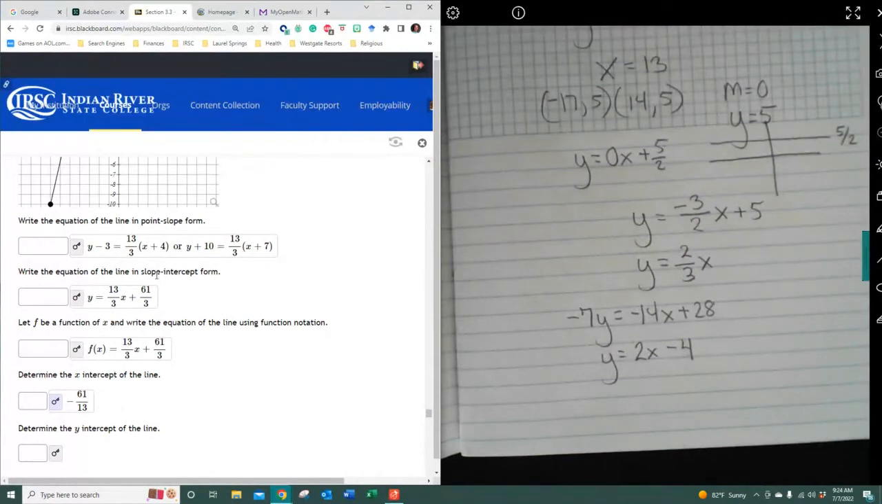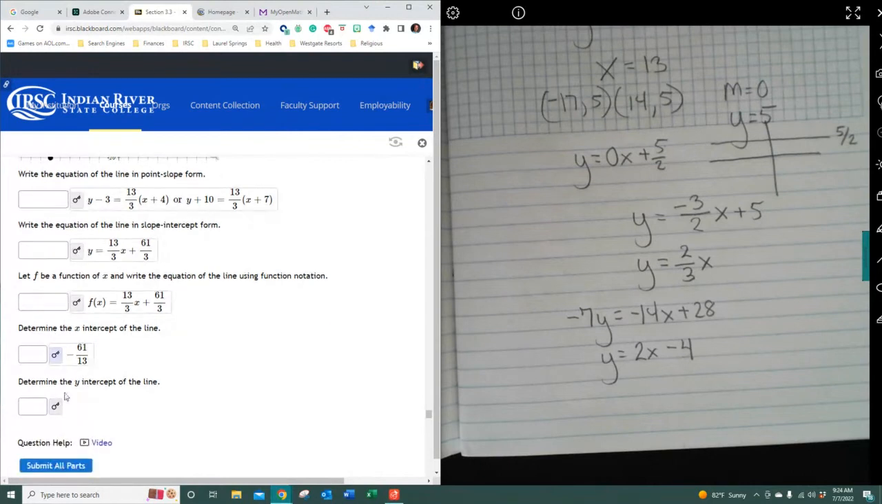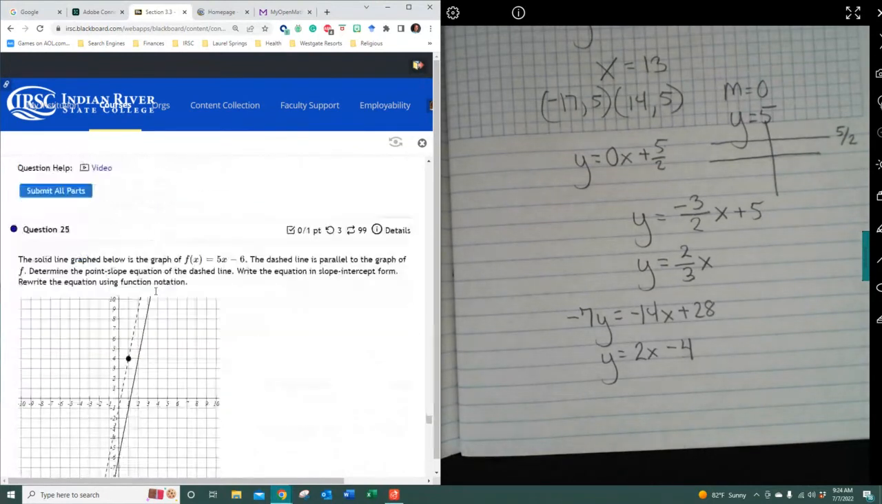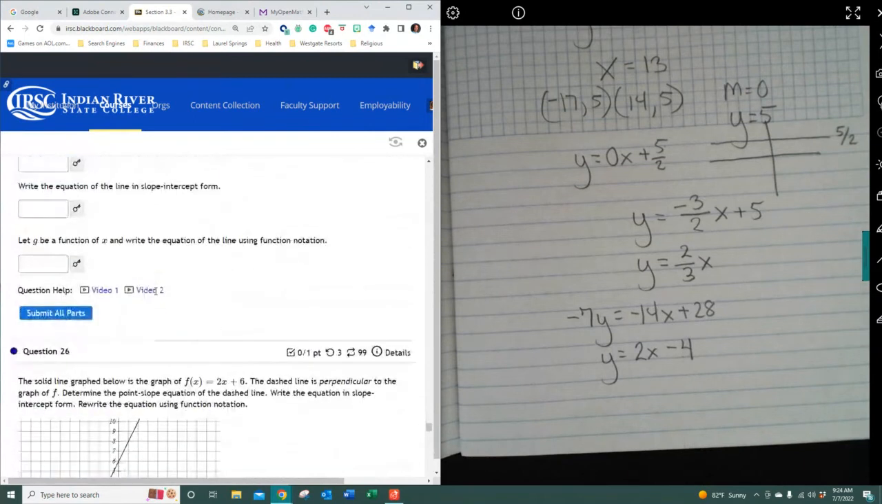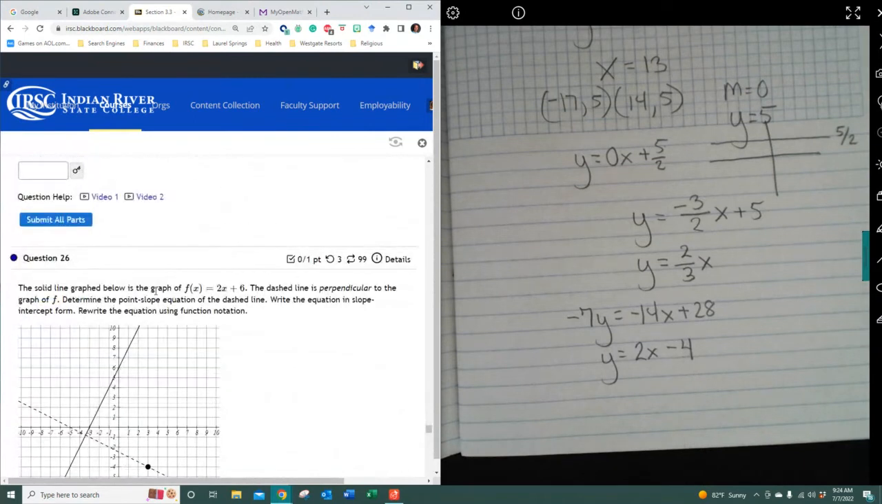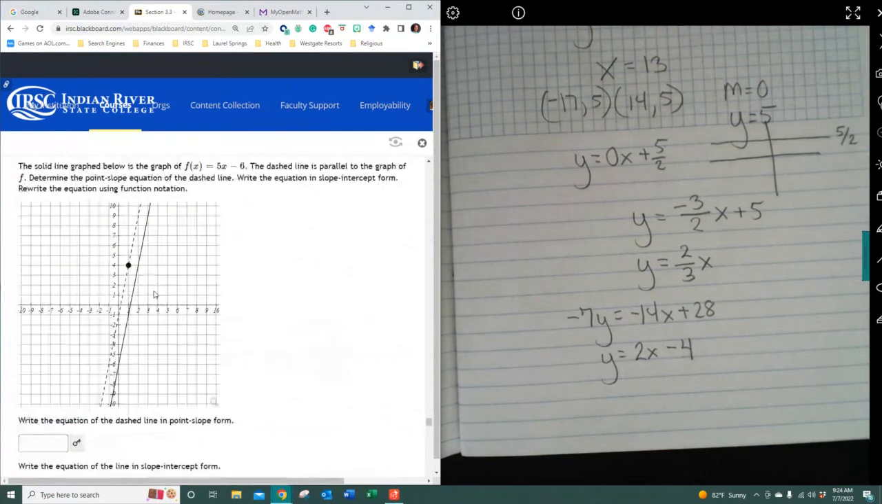And then the y-intercept would be obviously this one. So anyway, I'm going to let you guys have at it. There's nothing else I need to do. Oh no, they want us to do more.